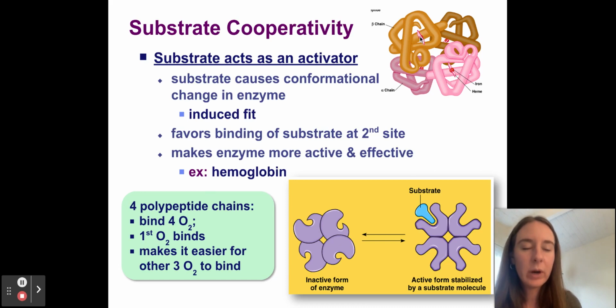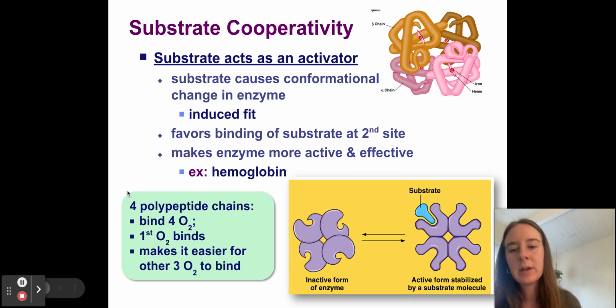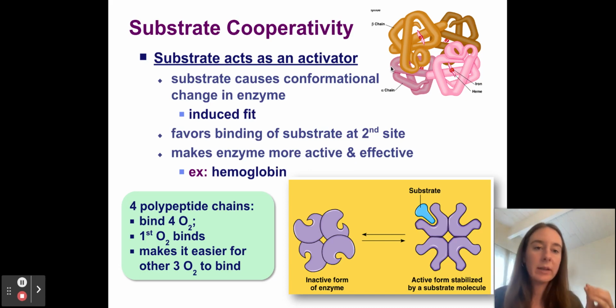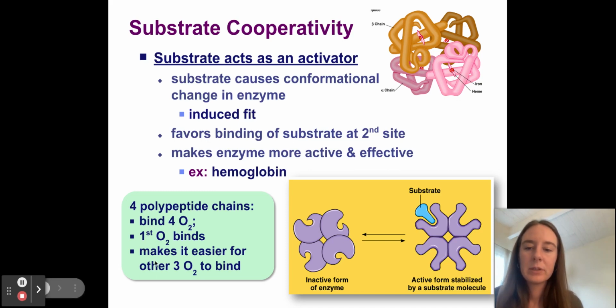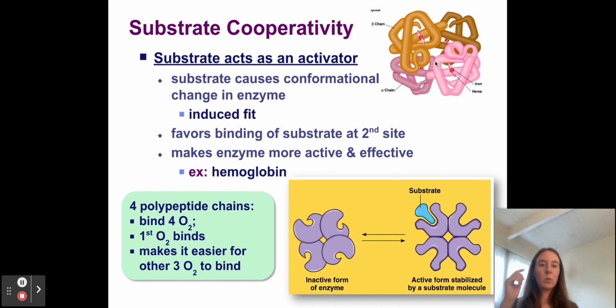Now, if one oxygen binds to the active site, it makes oxygen more readily picked up by these other iron heme groups. So the other 3 oxygens can bind even easier. Basically, if one substrate binds, it conformationally changes the shape of the enzyme to allow even more oxygen to bind even more quickly.